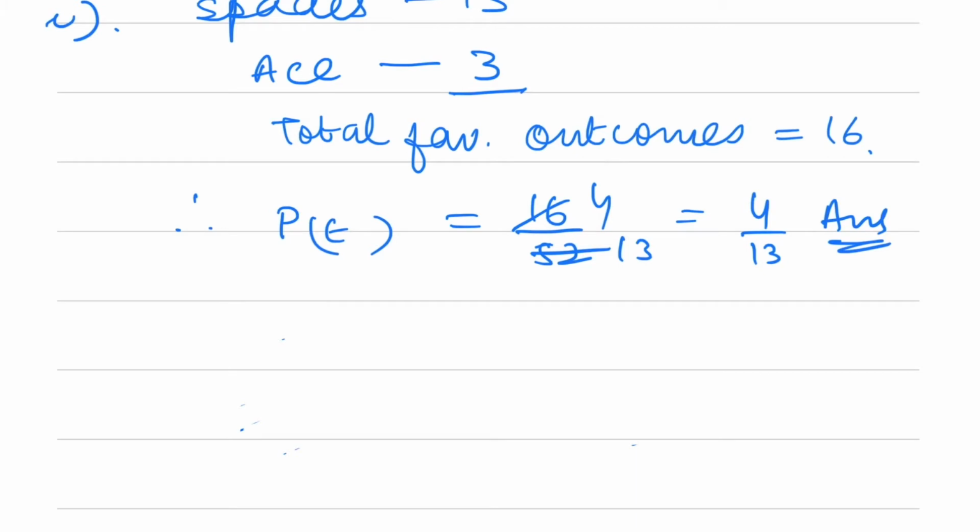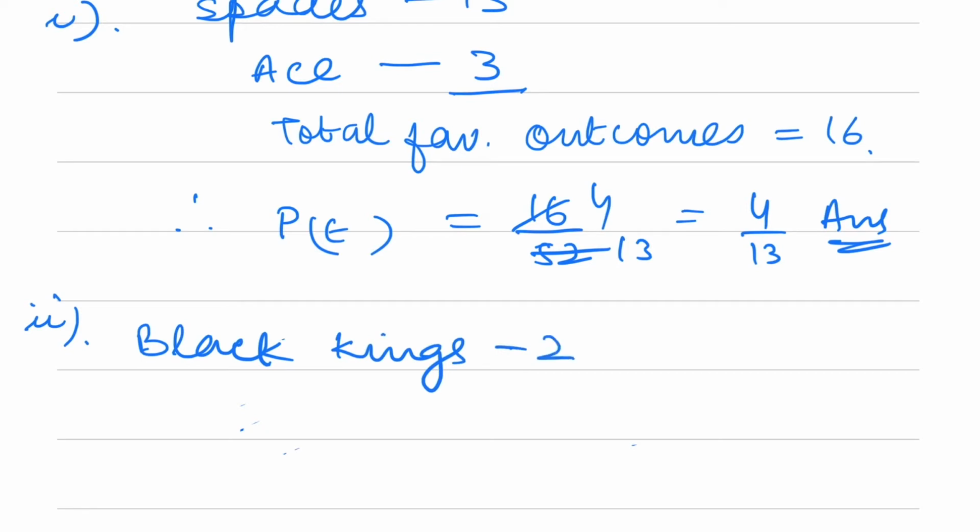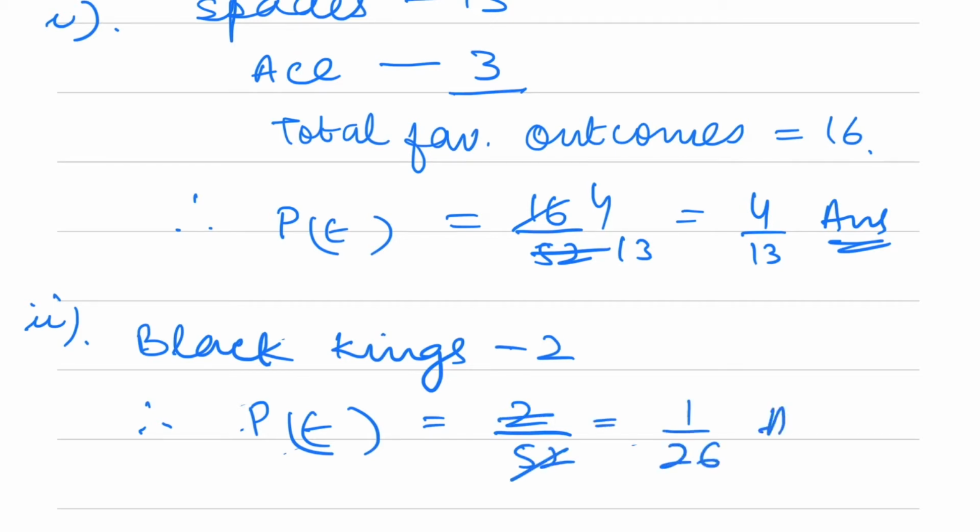Second part, they say a black king. So we know there are 2 black kings. Therefore the probability of this event is equal to 2 by 52. So we have 1 by 26. Answer.